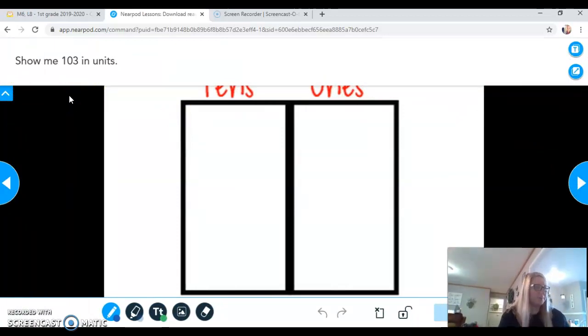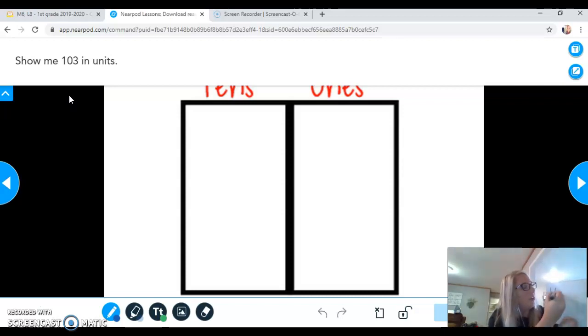103 in units. This one, I foresee some of us getting kind of stumped on. So what I'm going to do is show you 103 in quick tens and ones on my dry erase board. Okay, remember, a stick represents a quick 10, and a dot or a circle represents a quick 1. So I'm going to show 103. I'm going to start with my quick tens, and I'm going to skip count until I get to 100.